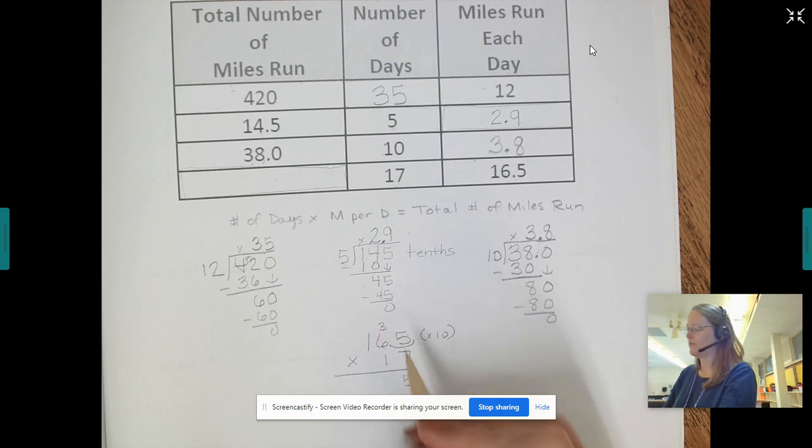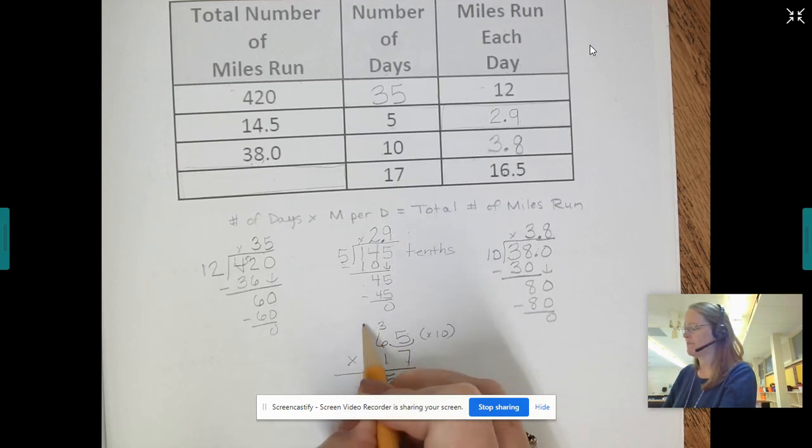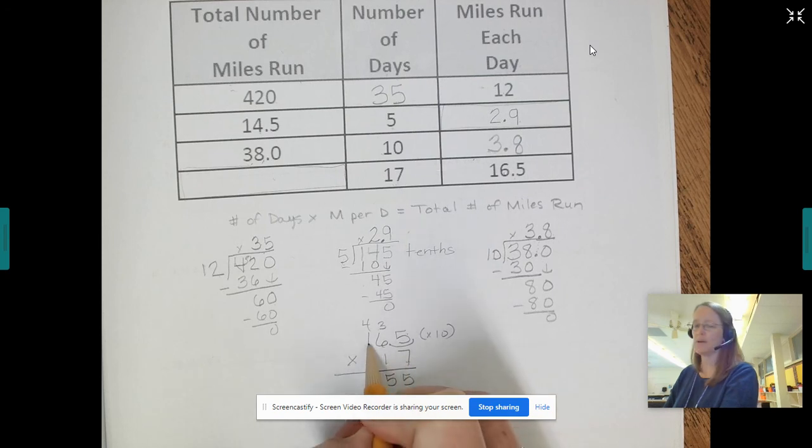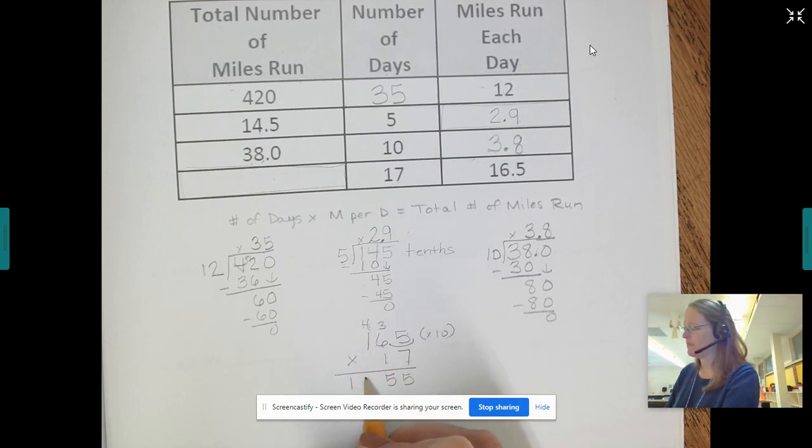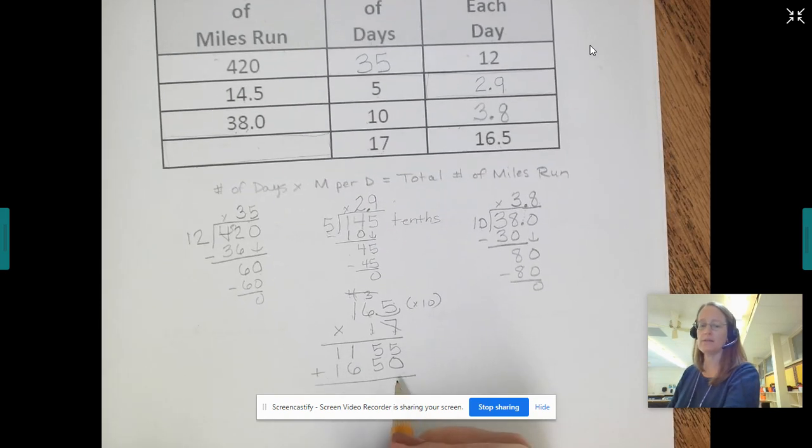43, 44, 45. 7 times 1 is 7. 8, 9, 10, 11. Zip, zap, 0. 1 times 5 is 5. 1 times 6 is 6. And 1 times 1 is 1. Add your partial products.